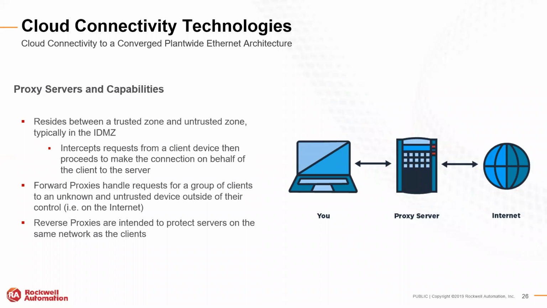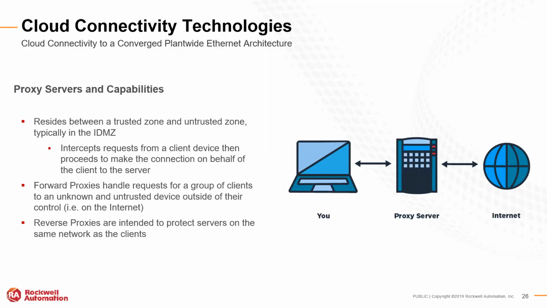So proxy servers. Again, these are going to reside in your IDMZ, between the trusted and untrusted zone within that IDMZ. The inner concept is a request from the client, and the proxy then takes the connection on behalf of the client server. Forward proxies handle requests of a group of clients to an unknown and untrusted device outside their control, also known as the internet. Reverse proxies are intended to protect servers on the same network as the clients.